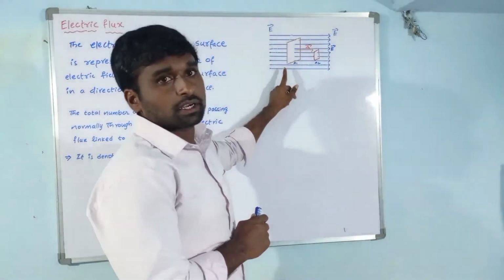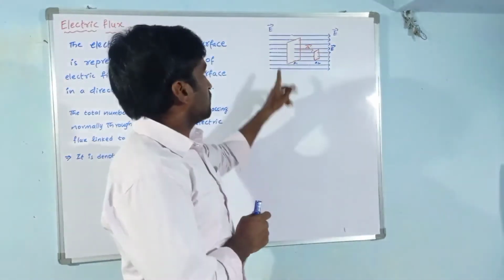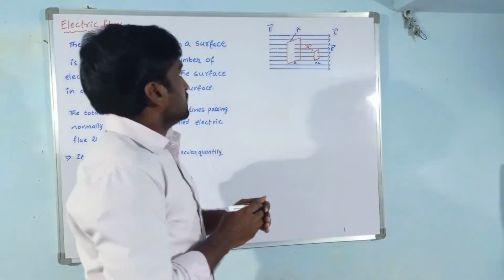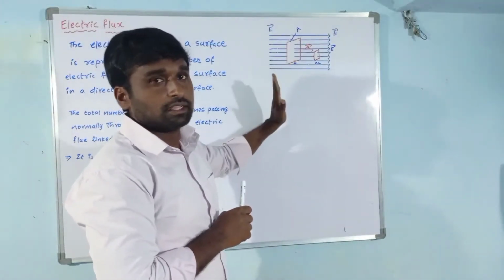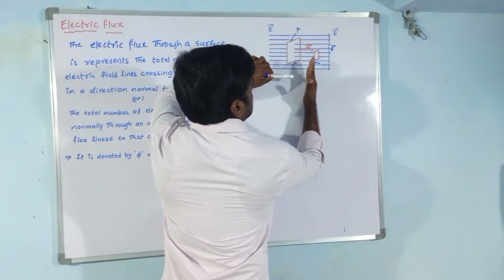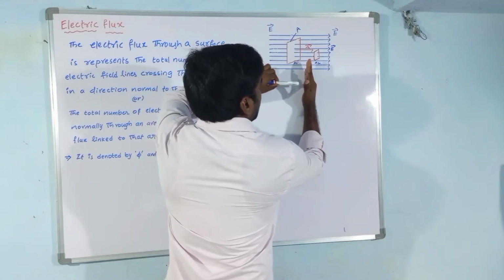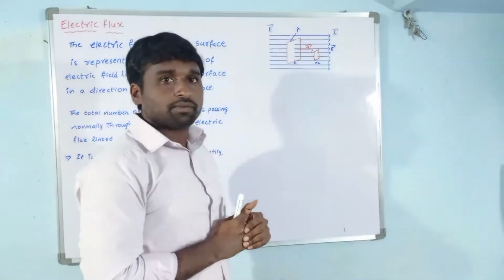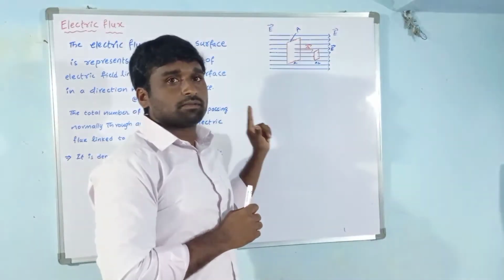In this uniform electric field I have taken a plane surface. The area of the plane surface is A. This plane surface is introduced in the electric field lines in this position. These are the directions of the electric field lines, and this is the position of the plane surface which we have introduced in this electric field. The number of electric field lines passing through that plane surface in a direction normal to that surface is called electric flux.